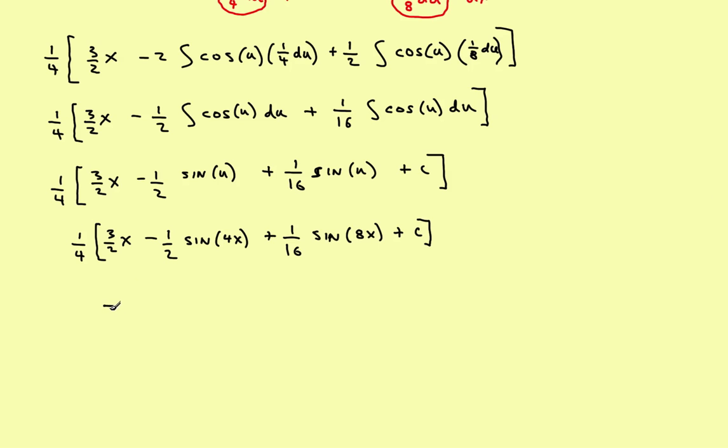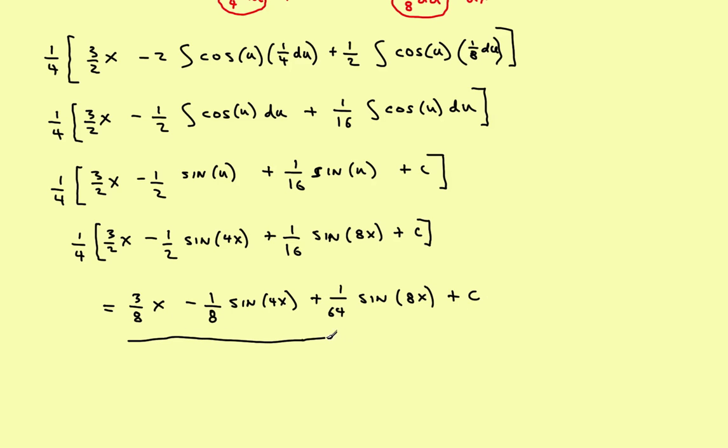So in the last step, multiply these together, you'd have 3/8 of x, then minus 1/8 of the sine of 4x, and then finally plus 4 times 16 would be 1/64 of the sine of 8x, and then tack on the plus c, and finally you would be finished. So that's going to be the solution right there.